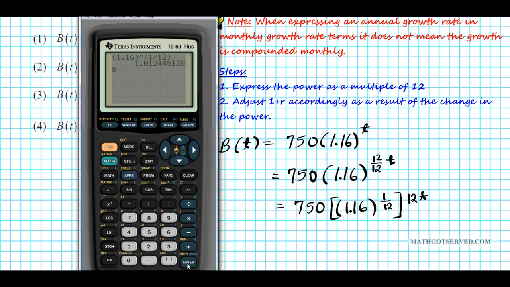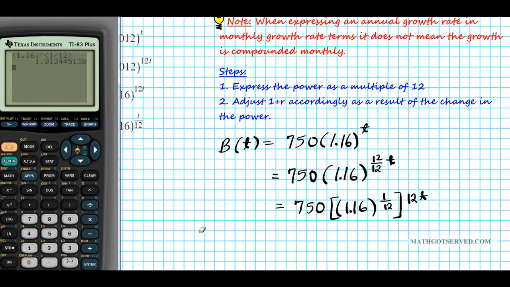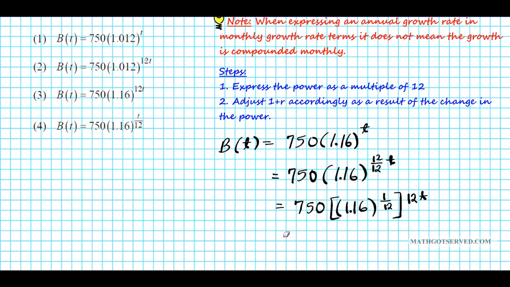1.012, okay? So remember, we are not changing the model. We're just altering its appearance and expressing it in terms of months, okay? So we've got to be careful with that. So this becomes 750 times 1.012 raised to the 12t. Okay, so our answer is option number 2.